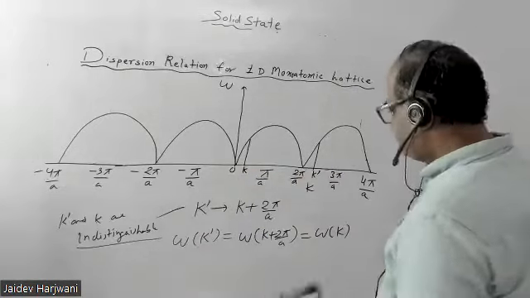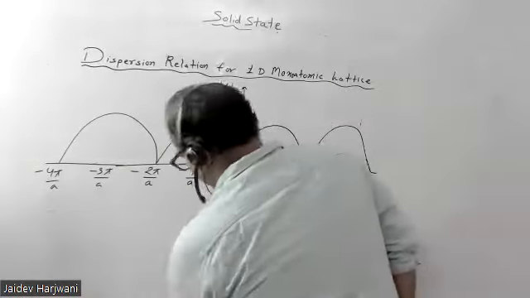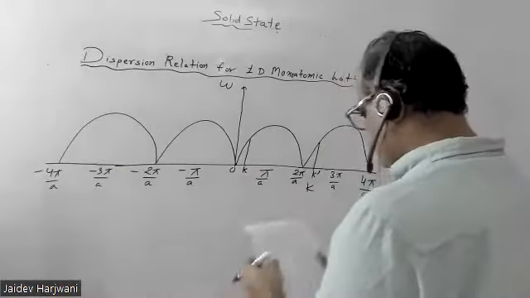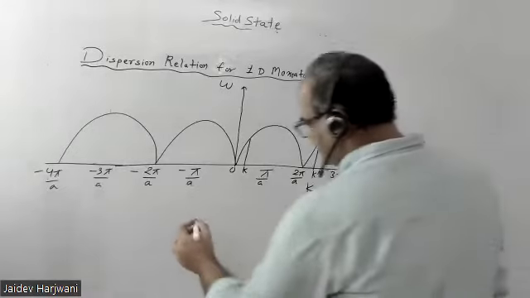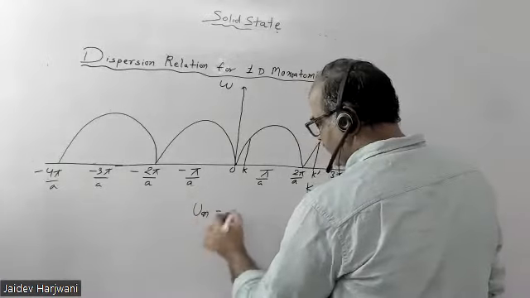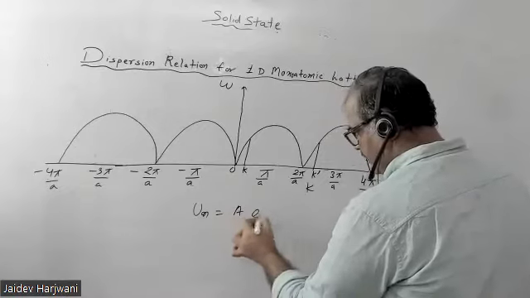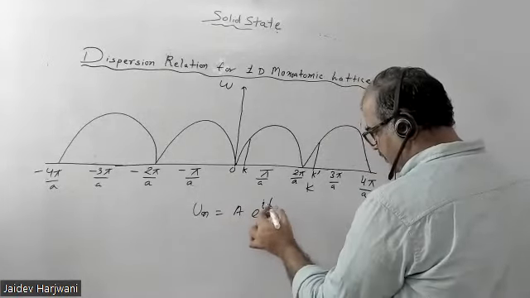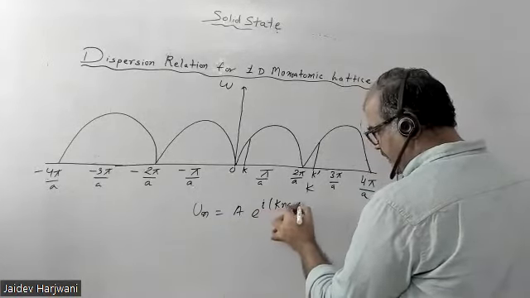Now you can check this also by putting in our functions. Our function yesterday was u_n equal to A e to the power i (k n a minus omega t).